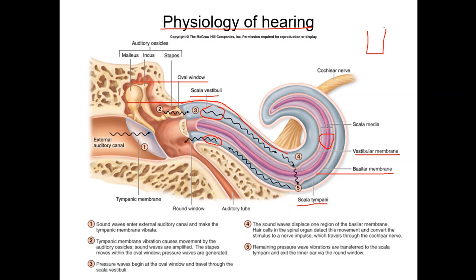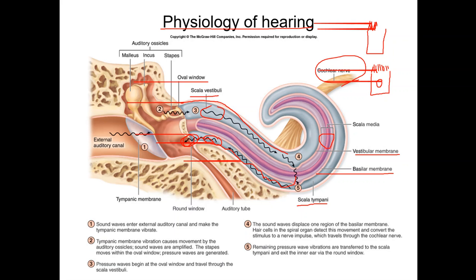So remember when we talked about cell projections? This is a cell. A cell can present these projections at one surface, this hair, and that's what these cells look like. So hair cells in this spiral organ detect the movement and are able to translate the mechanical vibrations into release of a neurotransmitter that then depolarizes neurons that are in contact with them, giving a nerve impulse. This nerve impulse will then travel to the cochlear nerve of the auditory nerve, and the remaining pressure wave vibrations will travel back here to the scala tympani and exit the inner ear via the round window that we talked about over here.